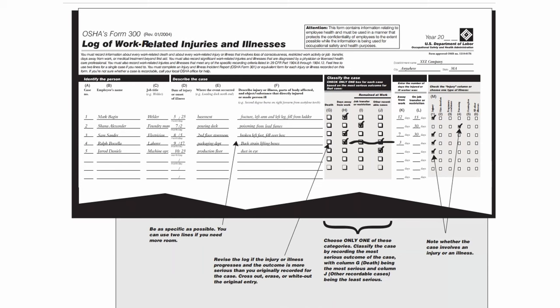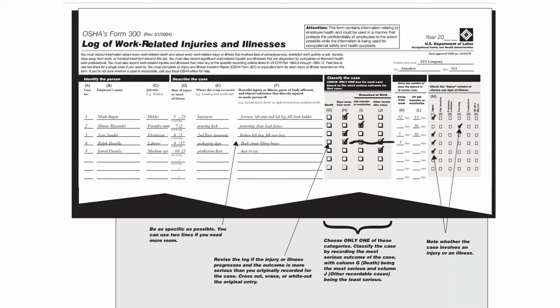Okay, so here is an example of OSHA's Form 300. Column A includes the case number in order they have occurred throughout the year. Column B includes the employee's name. If it's a private recordable case, you can just leave the name off. Columns C and D include the injured employee's job title and the date of the injury.